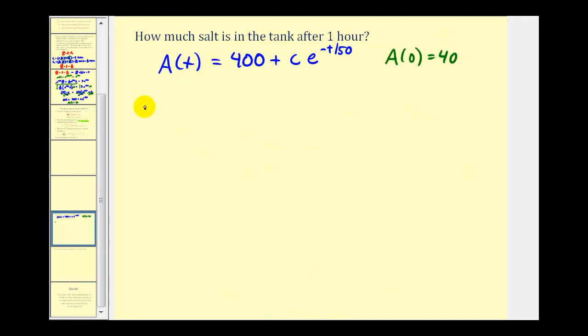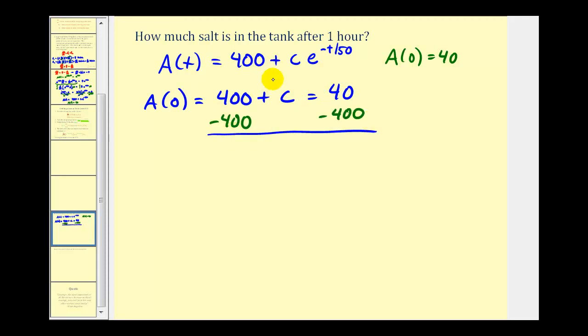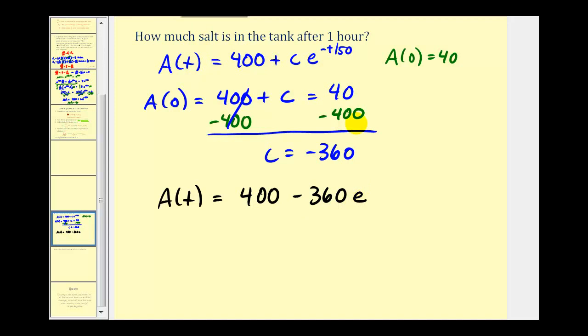Okay, so if A of 0 equals 40, we'll replace t with 0. We would have 400 plus C times e^0, which is equal to 1. So this is just C. This must equal 40. So we'll subtract 400 on both sides. So C must equal, this would be negative 360. Therefore, the function that models the mixing solution is A of t equals 400 minus 360 times e to the power of negative t/50.